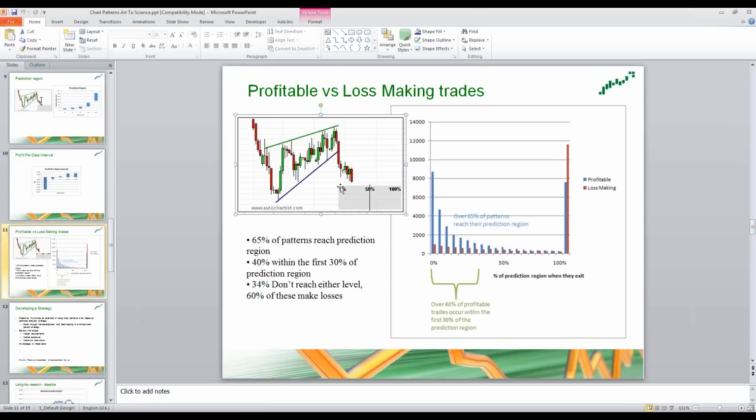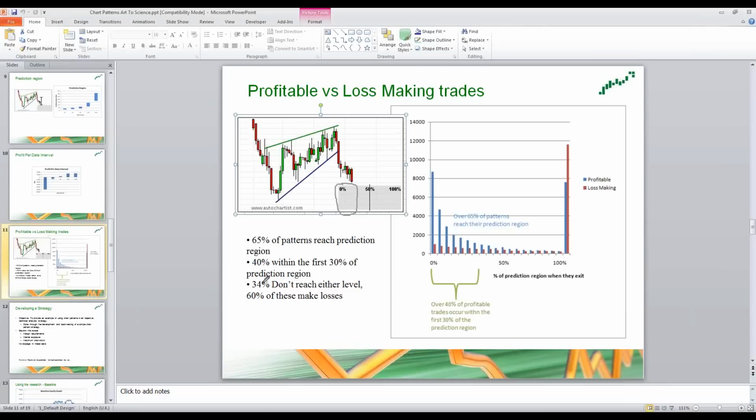Okay, so if you can see, this is the forecast area, and this is 50% of the forecast area. 30% would be somewhere in the beginning of the forecast area. Let me try and draw that. Somewhere like that would be around 30% of the forecast area.